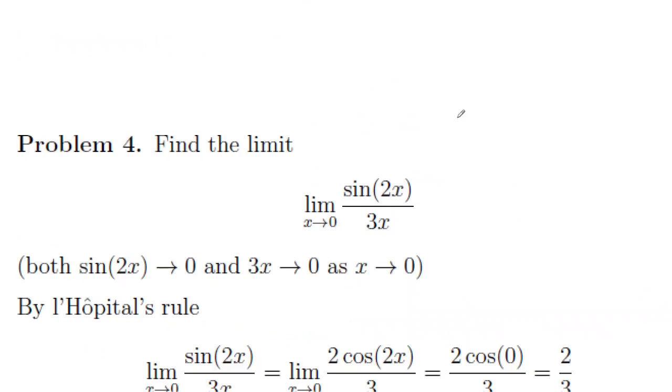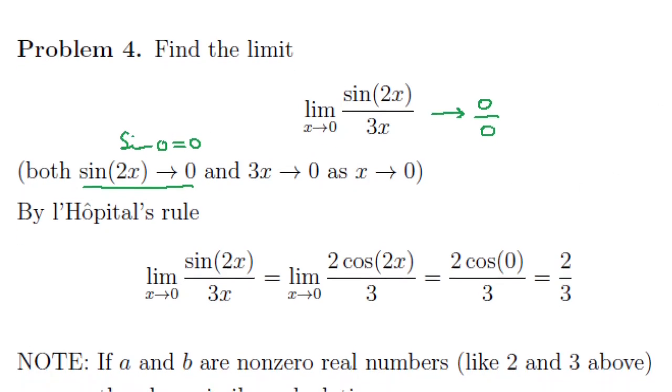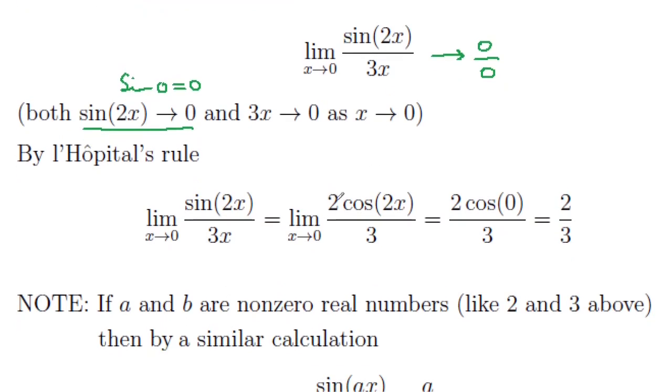In problem 4, we have the quotient sine of 2x over 3x. We want to take the limit of that as x goes to 0. This fraction turns out to be a 0 over 0 indeterminate form because sine of 2x goes to 0 as x goes to 0, since sine of 0 is 0, and of course 3x goes to 0. Okay, so L'Hopital's rule applies. We can use it and see what we get.